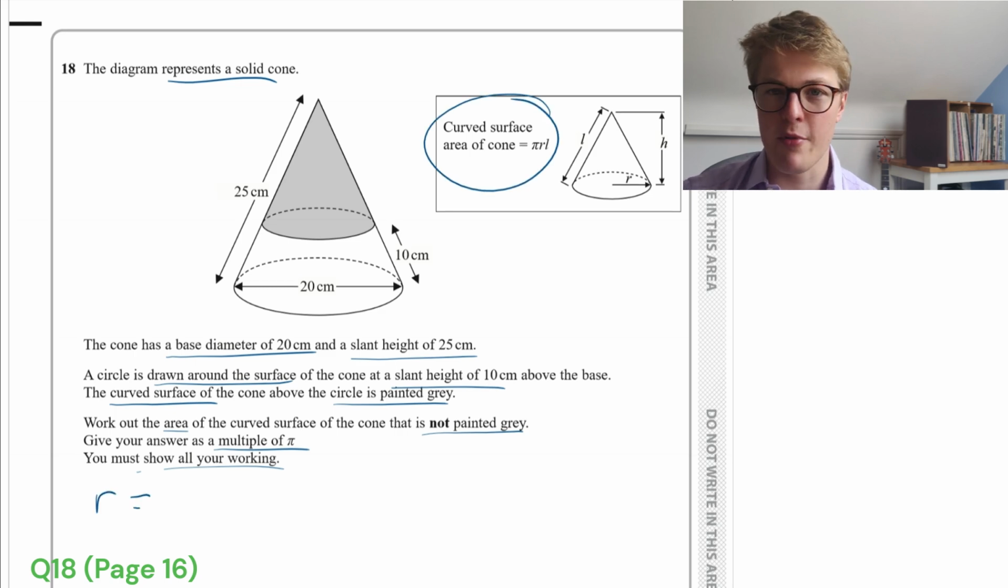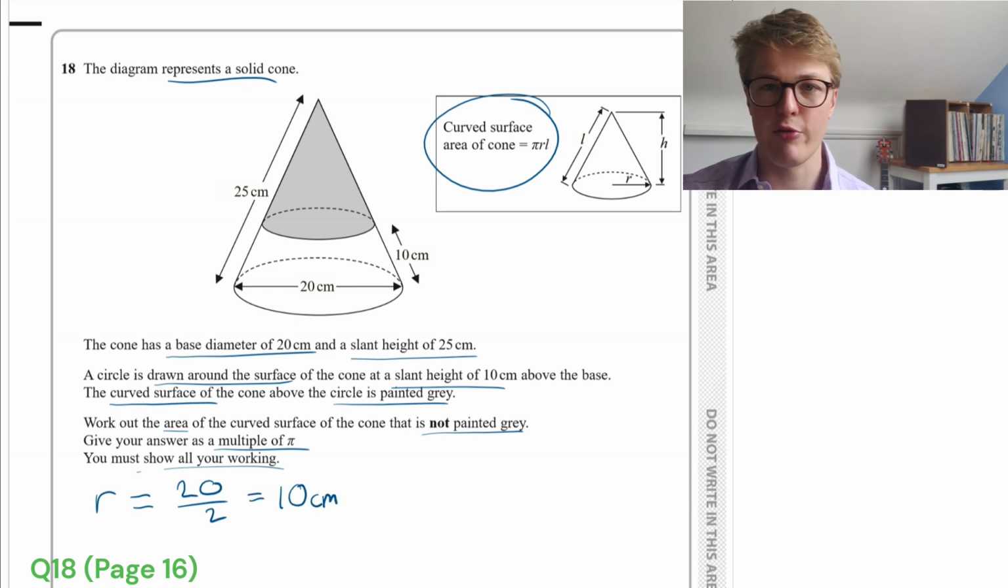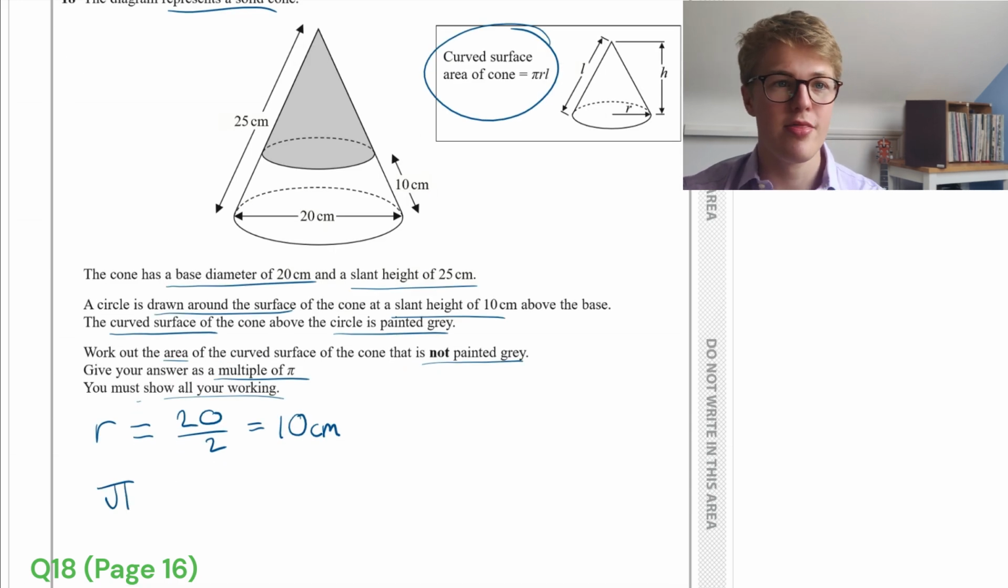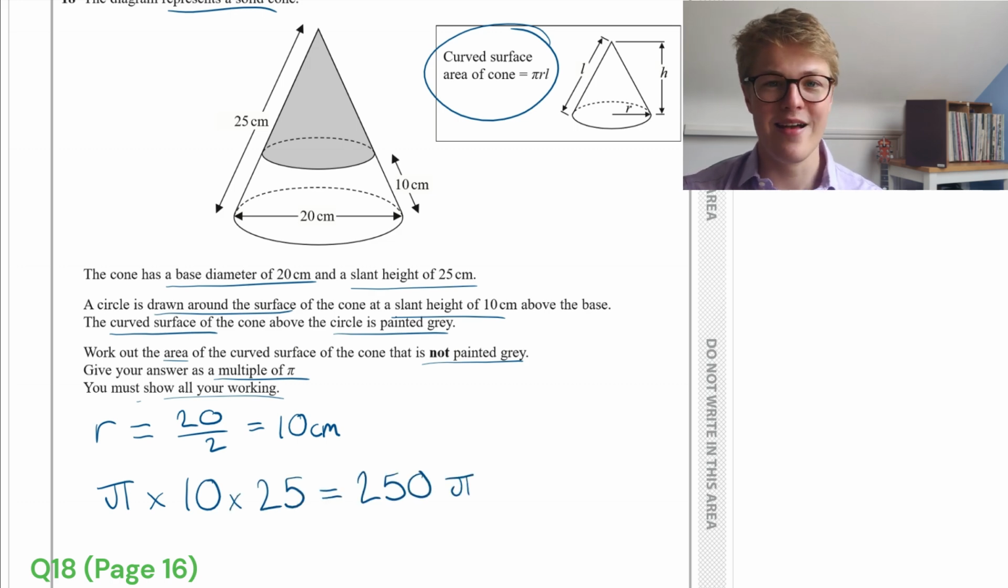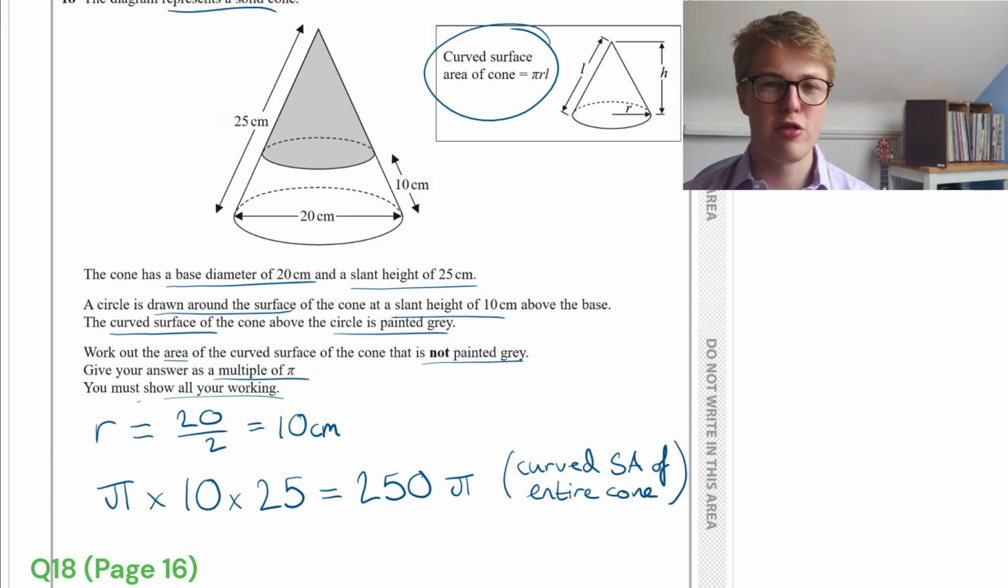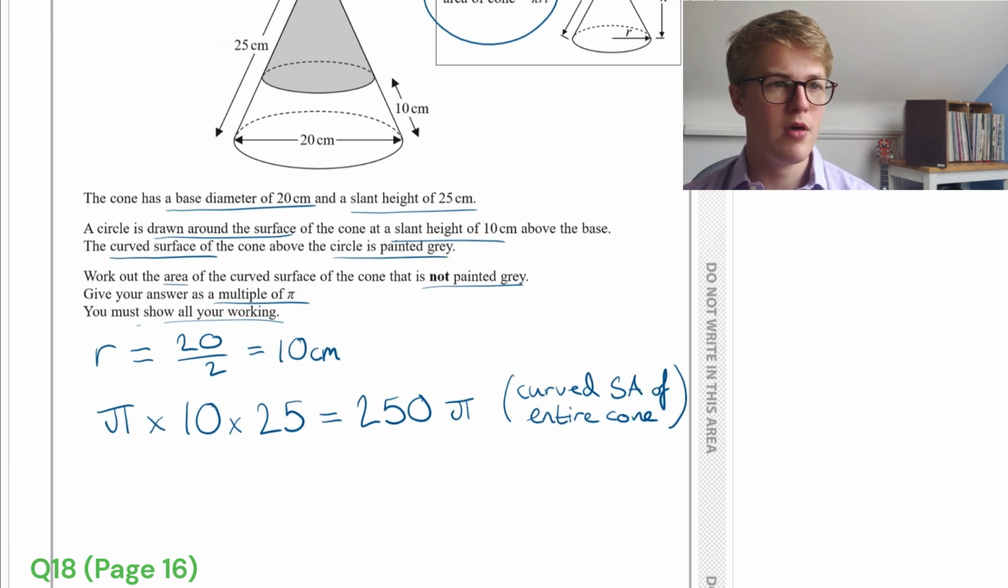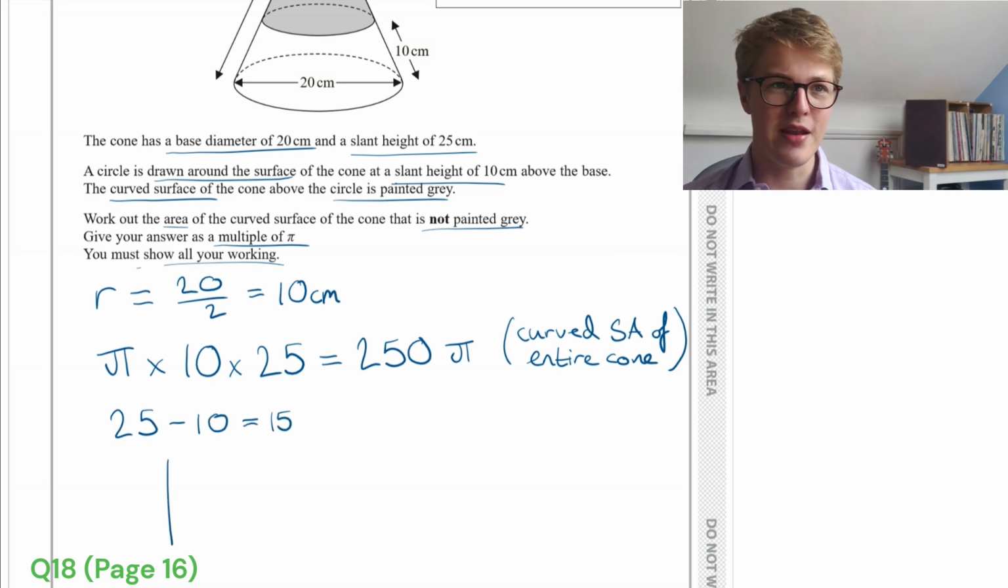So we've been given the diameter, so we need to find the radius in order to use our equation. So we do the radius, which is 20 divided by 2, which is 10 centimetres. Then we can figure out the curved surface area of the entire cone by doing pi times 10 times 25, because 25 is the total slant height of the cone. That gives us 250 pi, and then we can move on. 25 minus 10 is 15, and this is the slant height of the cone that's painted grey.